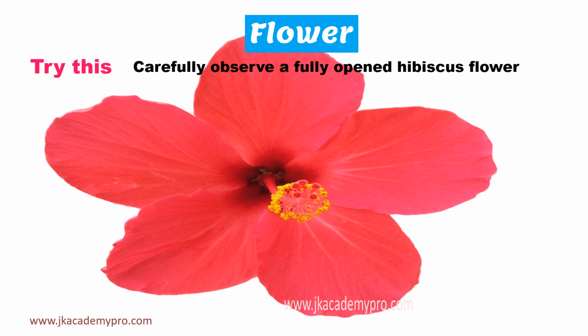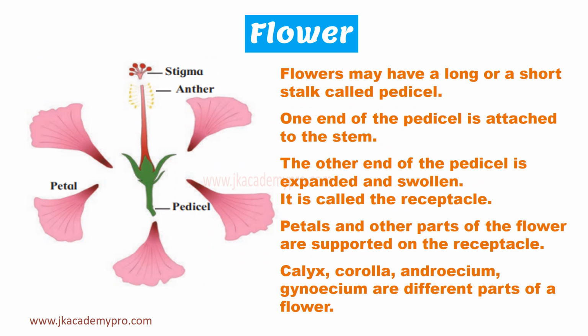To know more about the flower, let's take a shoe flower, or it is called a hibiscus flower, and observe it very, very carefully. Now, detach all the parts very slowly and carefully. That is, remove each part of the flower and observe and study them very carefully. You will notice that flowers may have a long or a short stalk called the pedicel. That is, that little green colored part that grows from the stem.